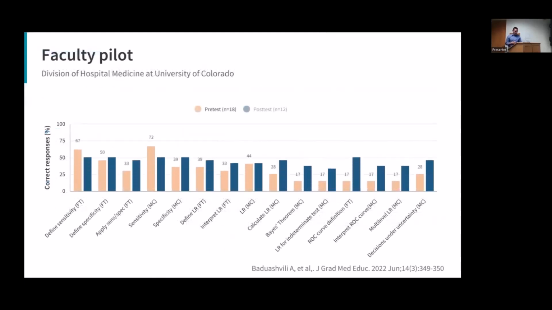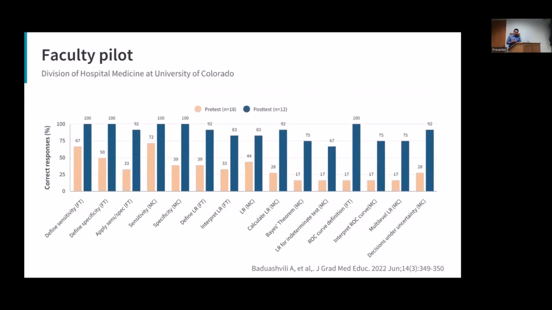So here are the results of the initial faculty pilot. On the x-axis, you see individual questions, and on the y-axis, you see pre and post-test results, percentages in terms of the correct responses. In orange, you have the pre-test, and the post-test you have in blue.